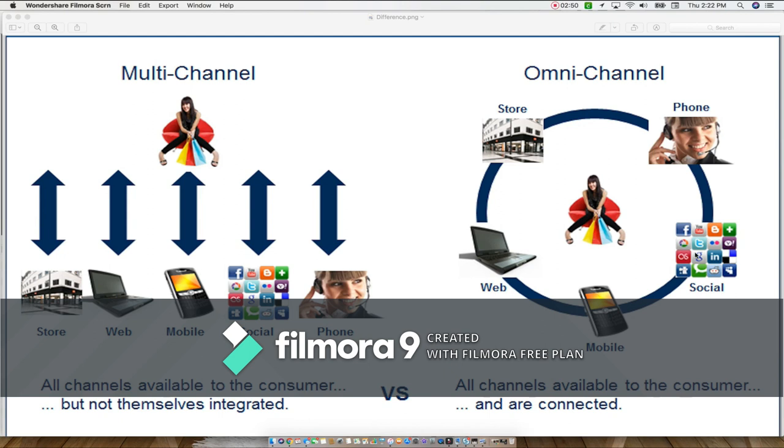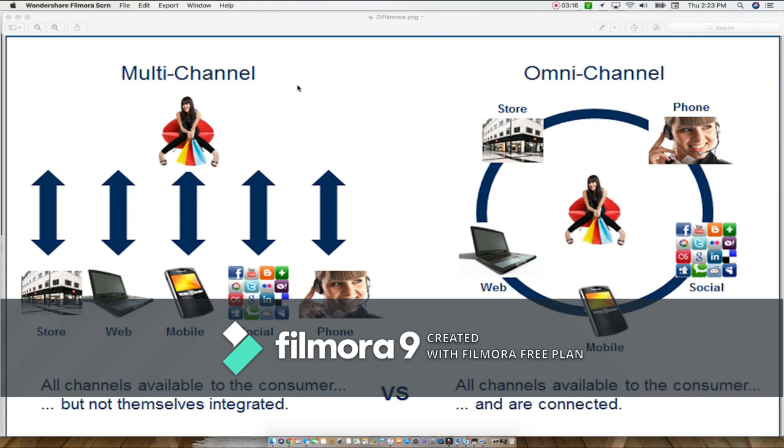It is seamless. It is to start a conversation maybe on a website and complete it in a store through a purchase and then post something about it on social media, and for that experience to be completely seamless to the customer. That is what people want to shoot for.